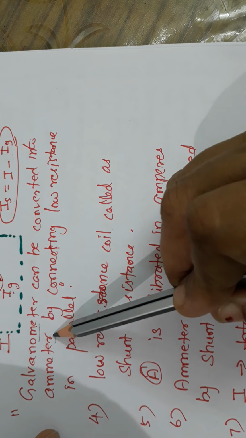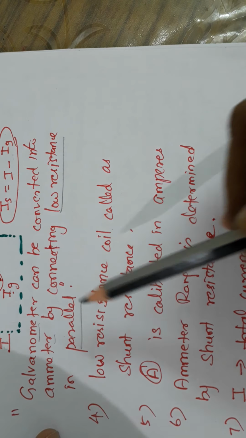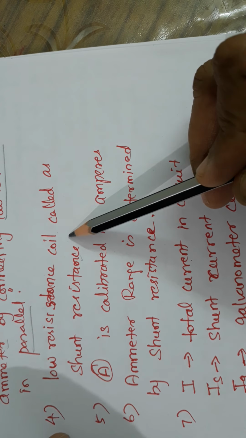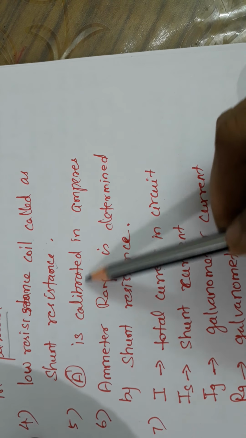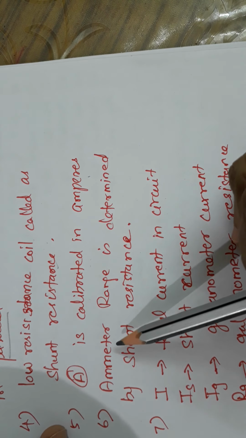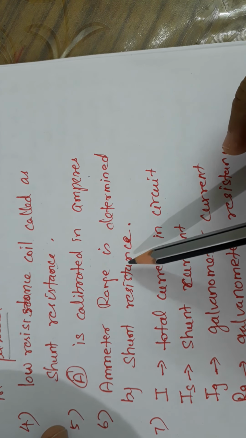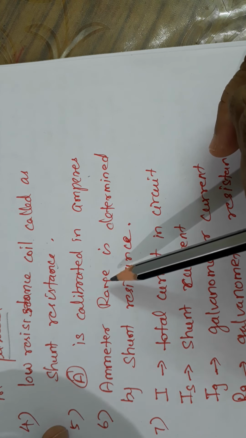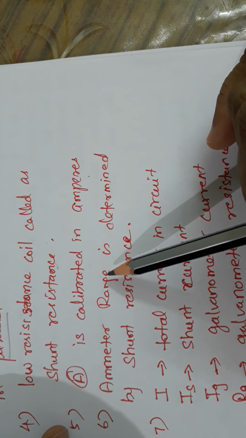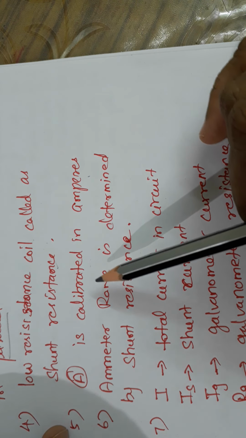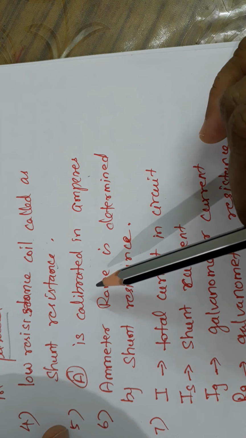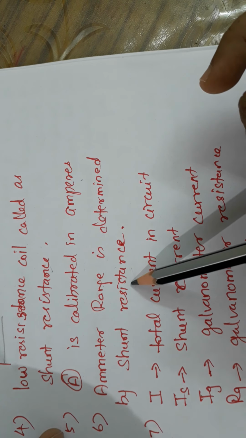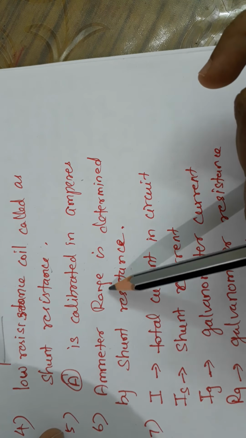Galvanometer is converted into ammeter by connecting low resistance in parallel. This low resistance we call the shunt coil, shunt resistance. And already you know that this ammeter is calibrated in ampere, right? So the ammeter range is determined by the shunt resistance. Few ammeters can be used to measure milliampere, few till microampere, and some ammeters can be used till 10 ampere, 20 ampere. So shunt resistance determines the ammeter range.